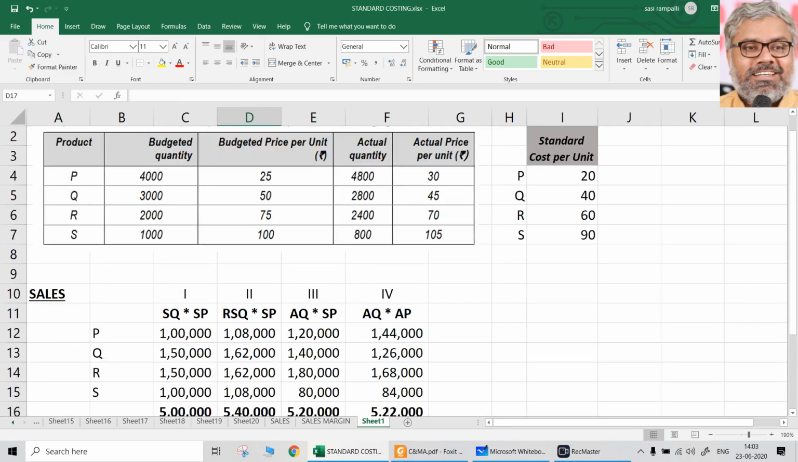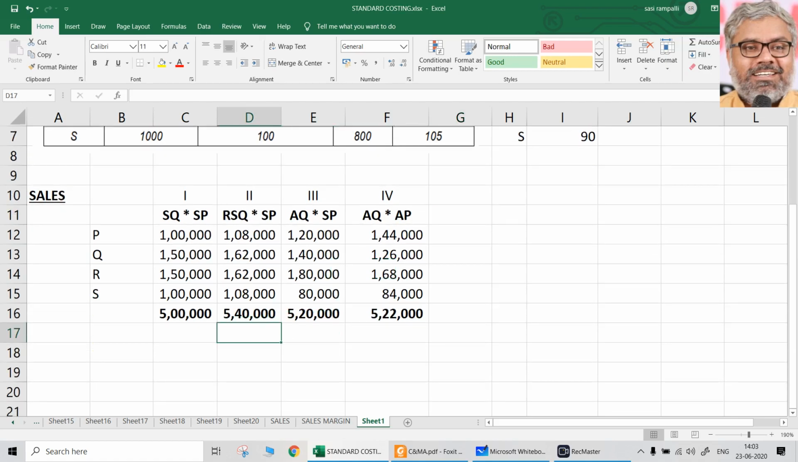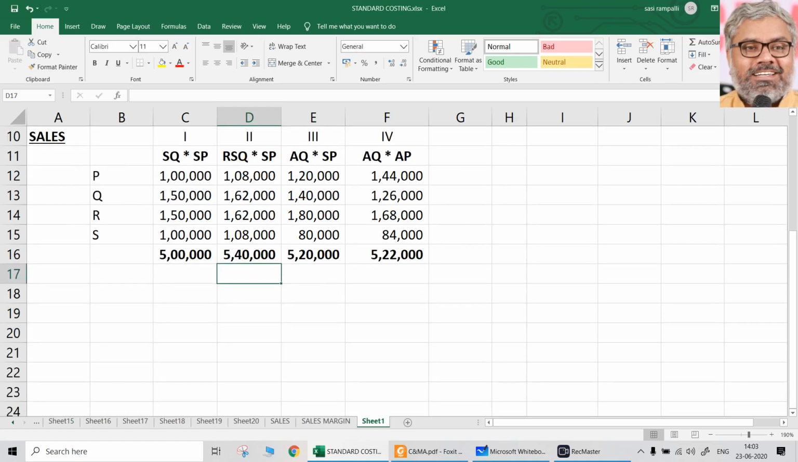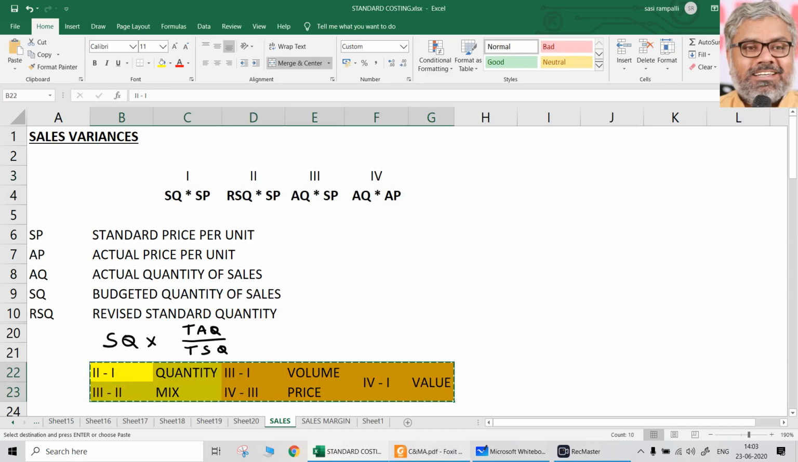We have everything now. So all that we need to do is calculate sales variances one by one. So what are the sales variances here? 2 minus 1 is quantity variance. 3 minus 2 is mix variance. 3 minus 1 is volume variance. 4 minus 3 is price variance. 4 minus 1 is total sales variance. So each of them can be calculated: quantity, mix, volume, price, value.